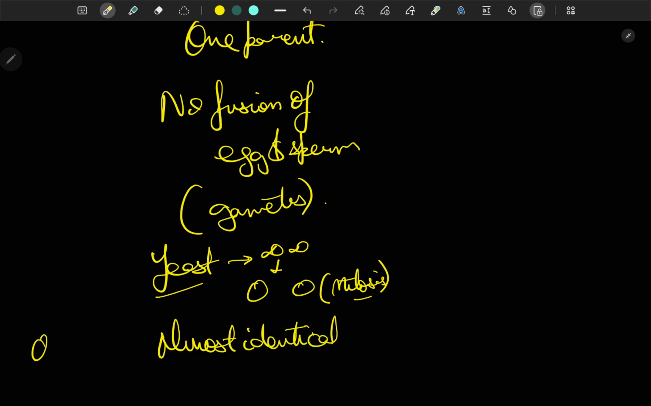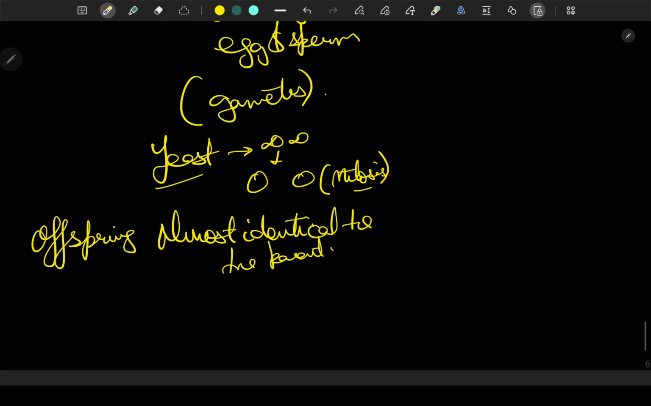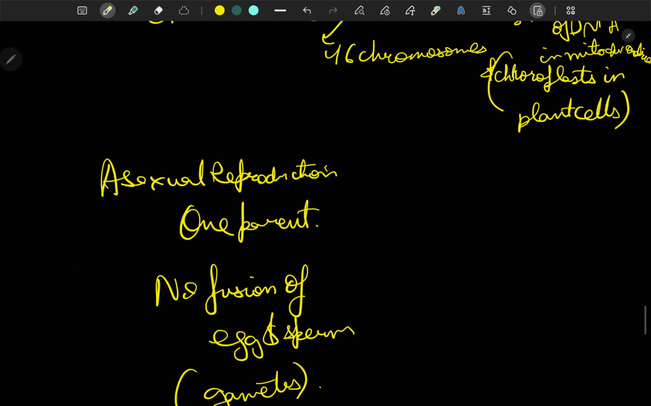The offspring is almost identical to the parent. This results in making a clone. Now, variation doesn't happen here. For variation to happen, there is a thing called mutation, random changes in DNA.